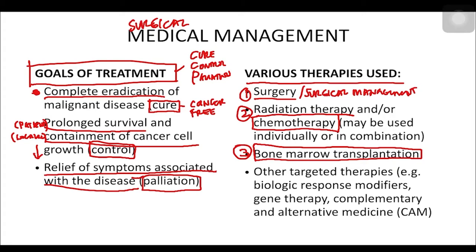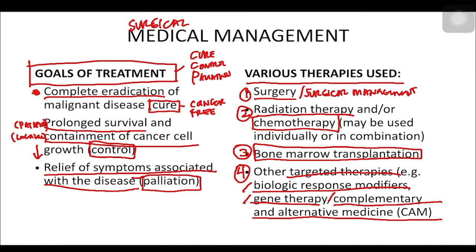So since, di ba, doon nag-generate and nagmamature yung inyong mga blood cells, and since it generates deformed or abnormal cells already due to the genetic modification due to cancer, therefore, a new bone marrow transplantation would be advised. Okay. And then we have our other target therapies. For example, your biologic response modifiers, gene therapy, hindi yung G-I-N na, gene, G-E-N-E, okay, so gene therapy, and complementary and alternative medicine. Okay, so there are other therapies used, okay. Next.